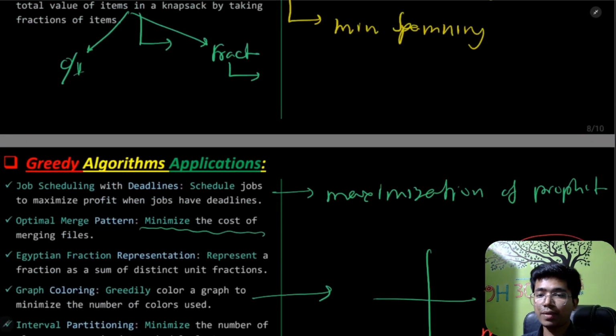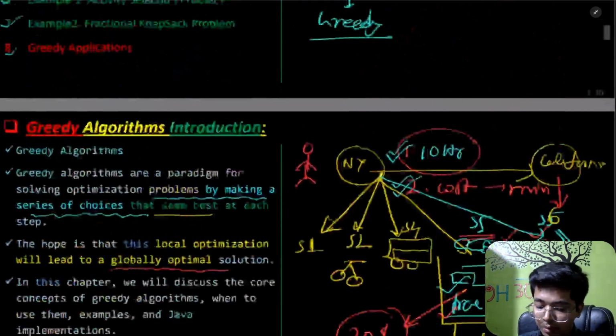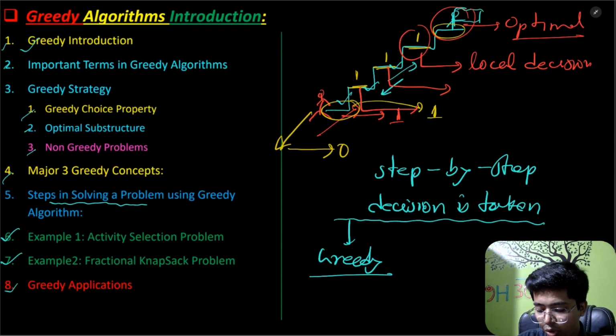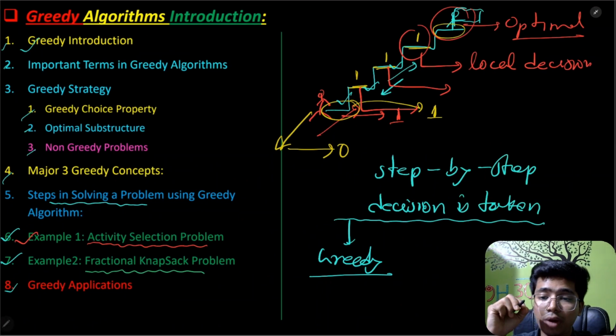Now these are the applications, and we learned quite a lot about the greedy algorithm. So in the next session we'll be observing the coding session. This was the theoretical, conceptual part where we understood the greedy algorithm. In the next session we'll be understanding a lot of examples: the activity selection problem, then the fractional knapsack problem that we did, and mainly we'll be observing the coding session.